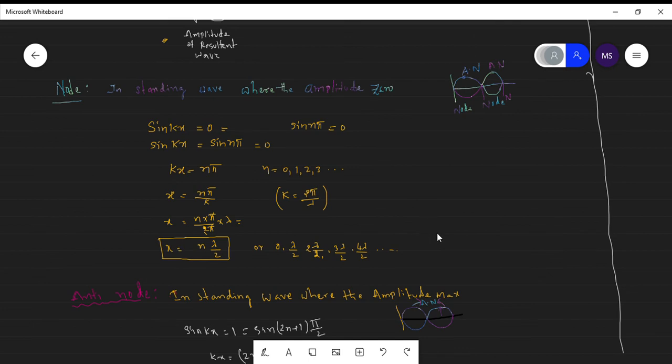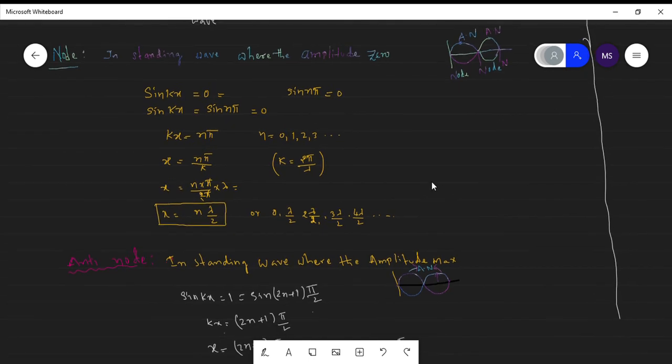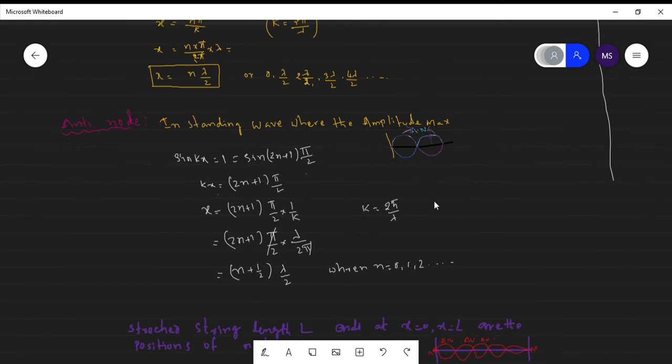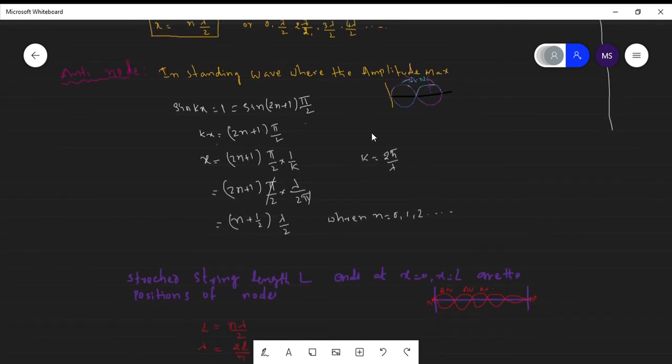Now the antinodes. Antinodes means where the vibration of the wave is maximum, so the amplitude of the wave is maximum. So this is the antinode point and this is the antinode point. Here sin(kx) is equal to 1, sin of (2n plus 1) into π by 2. Therefore kx is equal to (2n plus 1) π by 2.